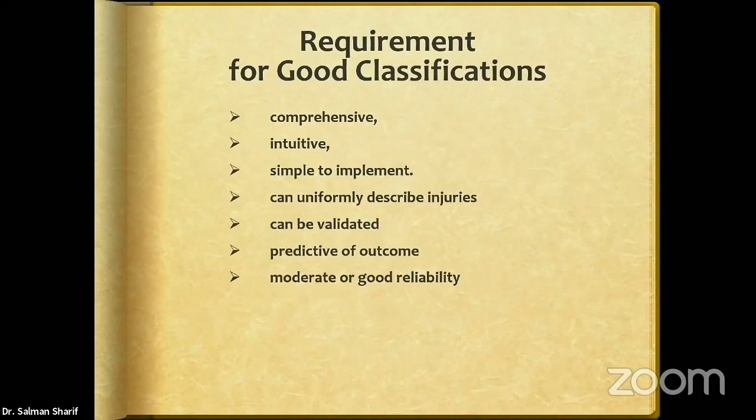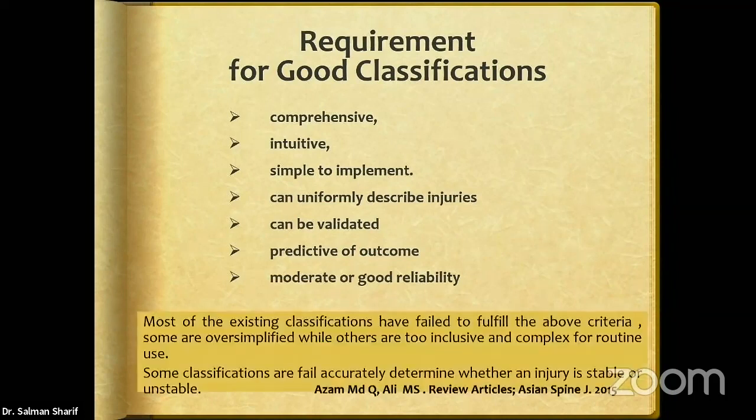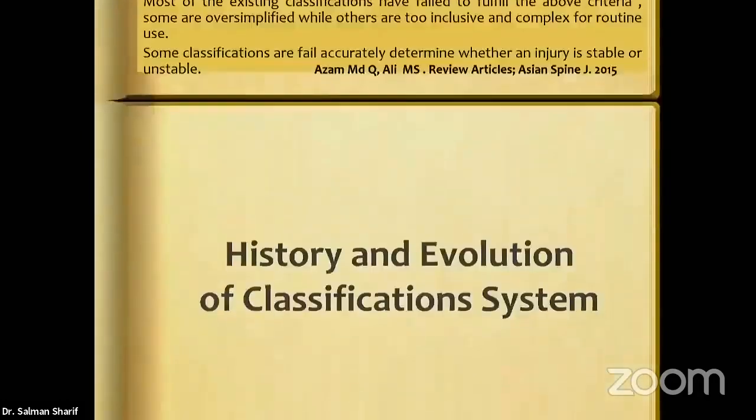Requirements for a good classification: it needs to be comprehensive, intuitive, simple to implement, able to uniformly describe injuries, able to be validated, predictive of outcome, and of moderate or good reliability. Most of the existing classifications have failed to fulfill the above criteria. Some are oversimplified, while others are too inclusive and complex for routine use. Some classifications fail to accurately determine whether an injury is stable or unstable.